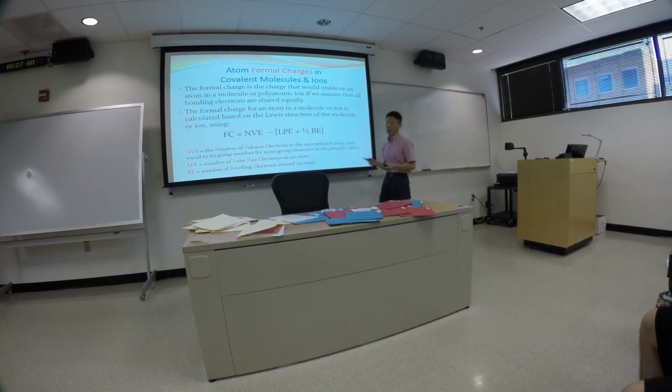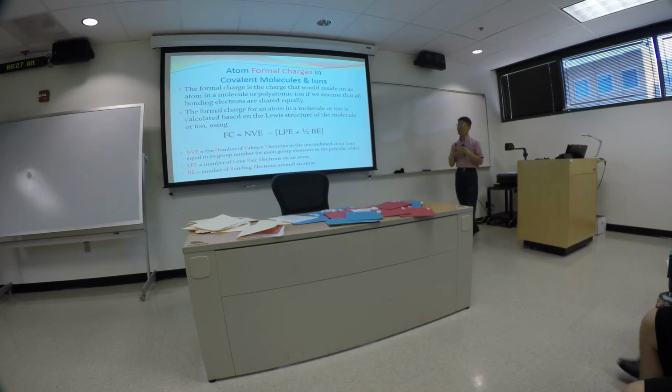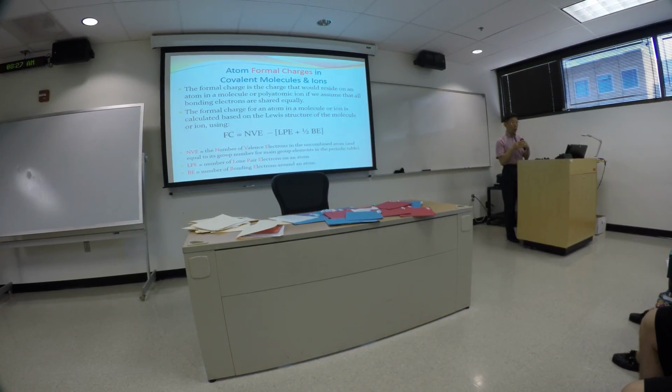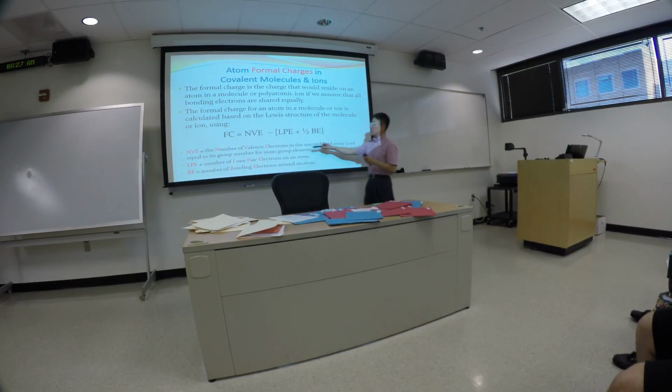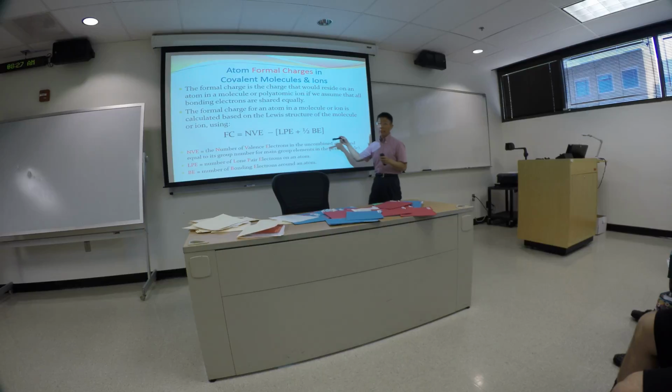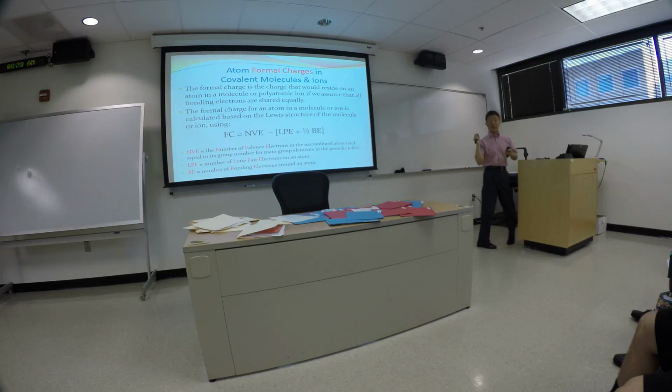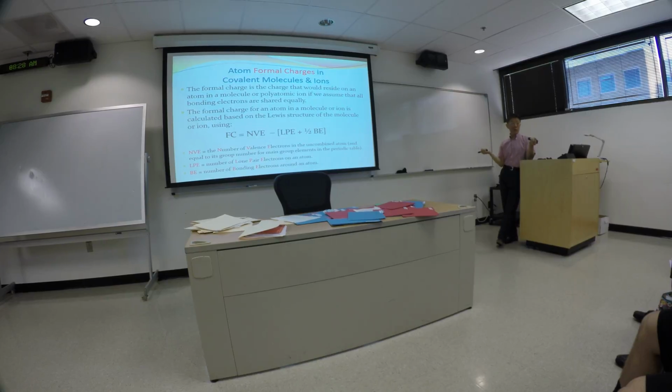Formal charge, FC, equals MVE, the total number of valence electrons, minus the sum of the LP, the lone pair electrons, plus one half of the bonding electrons. That's what VE stands for. This is an equation that we can use to determine the charges on different atoms in a covalently bound molecule or ion. Now, why is this important? Because you always need to know the electron distribution. Electron distribution determines the chemical reactivity or chemical property of the species.